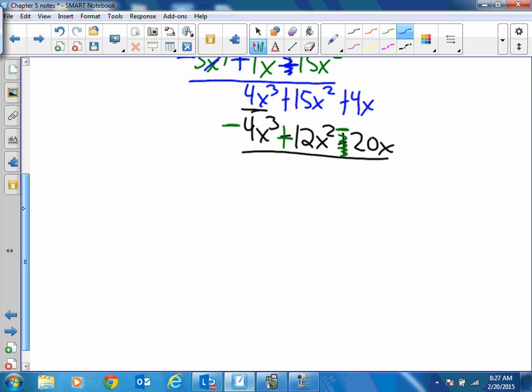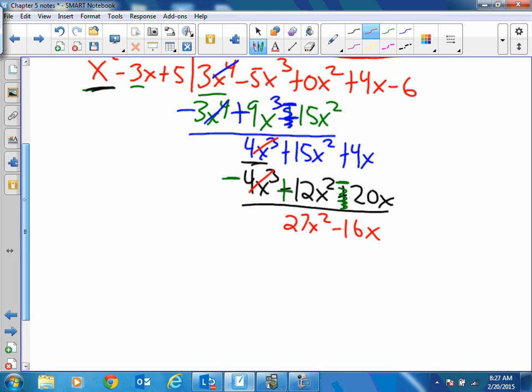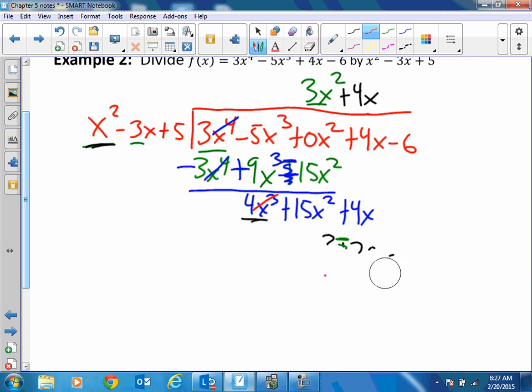So if we do that, 4x cubed cancel out. 15x squared plus 12x squared is 27x squared, and 4x minus 20x is negative 16x. Okay. Nope, that's not right. Made a mistake. Let me go back real quick. I knew I made a mistake.